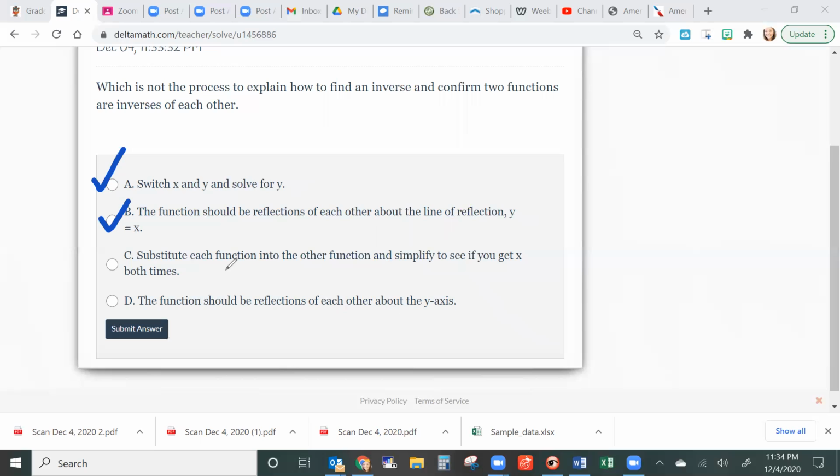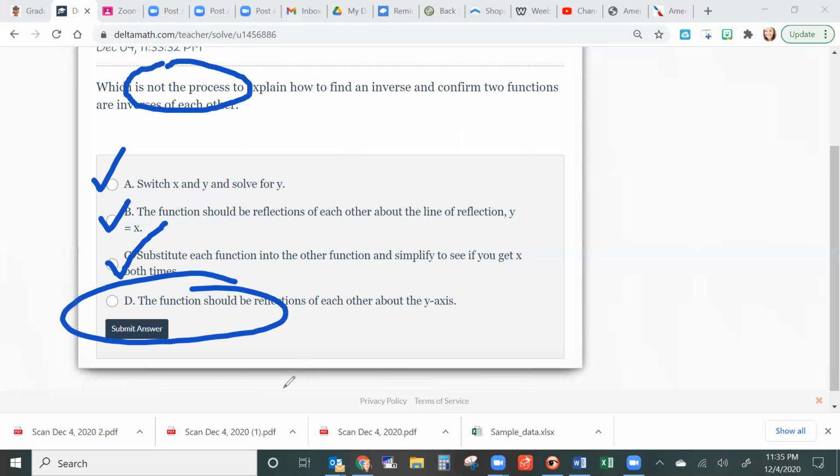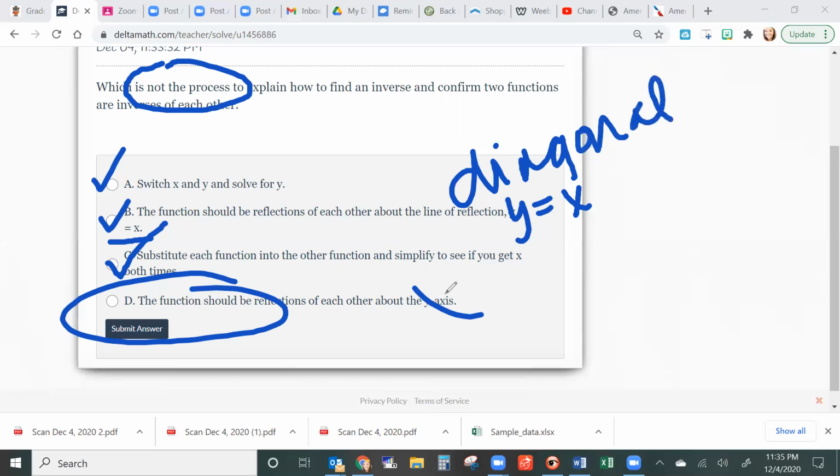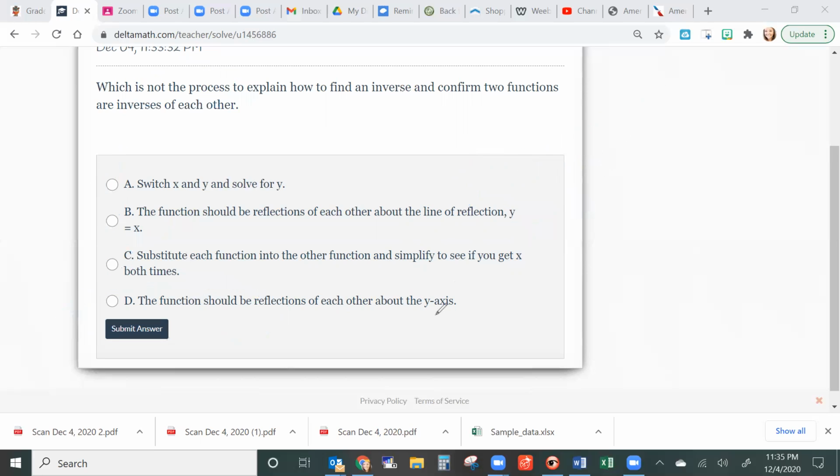Part C says, substitute each function into the other and see if you get x. That's also another way. And then this last one is the one that's wrong. It says, which is not the process. Well, this says my functions should reflect each other across the y-axis. Remember what we said. They should reflect across y equals x. The x is kind of like down here on the next line. But they should be a reflection across a diagonal, not across the y-axis. That's wrong. So D would be incorrect. Inverses, you switch the x and y, look for the reflection across the diagonal, not across the y-axis.